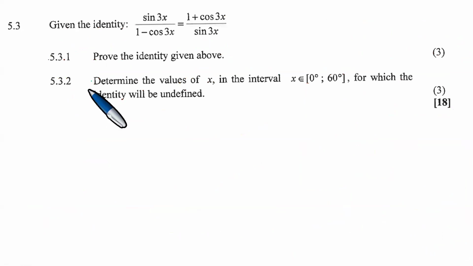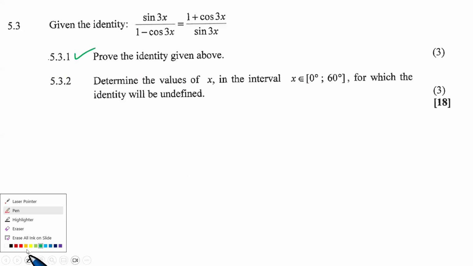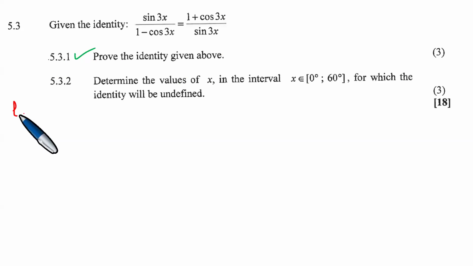Okay, now let us play around with some identities. This can be a little bit tricky because you need to decide what to do. So, how do we prove this one? Proving it is straightforward because we just take one side and produce the other. We're doing 5.3.1, and we are trying to prove this.